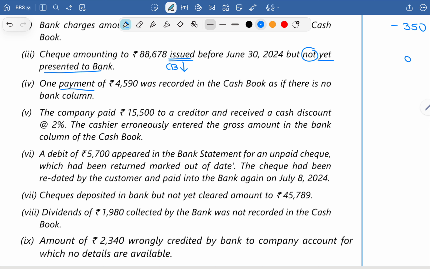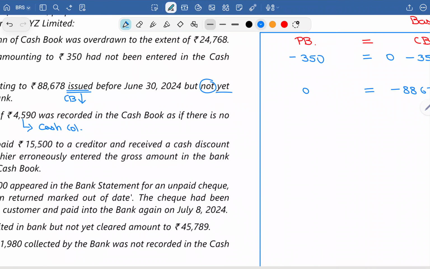Adjustment number 4. One payment means balance will decrease, of rupees 4,590 was recorded in the cash book as if there is no bank column. That means they have taken this amount in the cash column of your cash book, right? But when we have issued the check, payment is made, the supplier will go to my bank and he will withdraw the amount from my bank account. So my passbook will decrease 4,590.